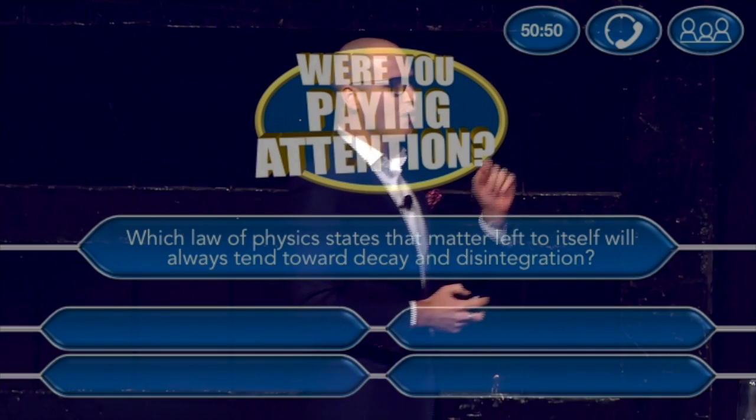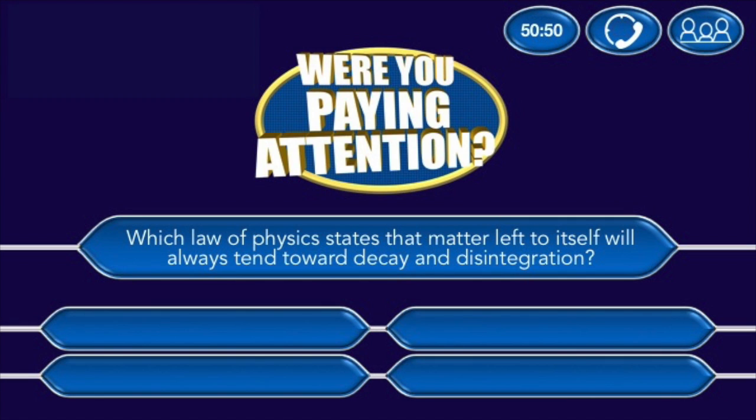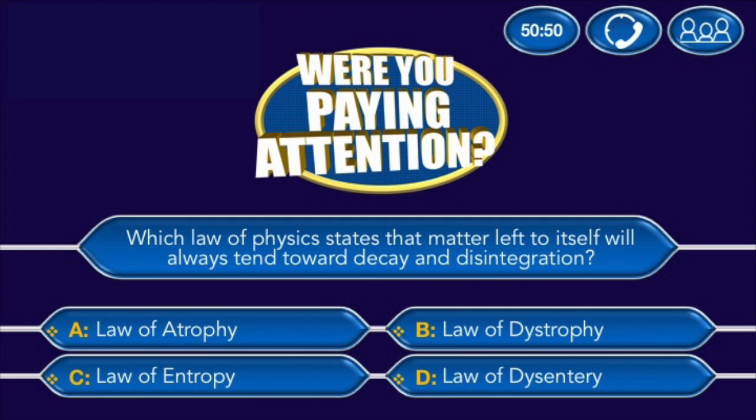So here's the question I want to ask you. Which law of physics states that all matter left to itself will tend toward decline or decay and disintegration? Okay, I'm going to give you four options. It'll be a multiple choice. Is it A, the law of atrophy? Is it B, the law of dystrophy? Is it C, the law of entropy? Or is it D, the law of dysentery?